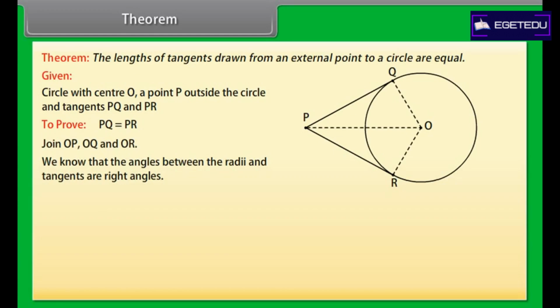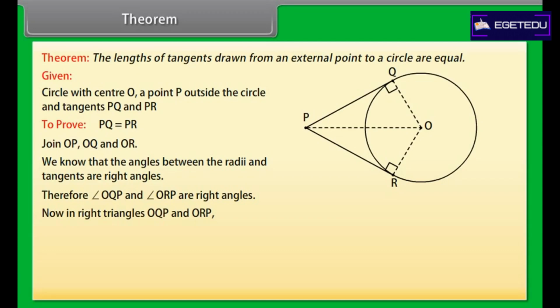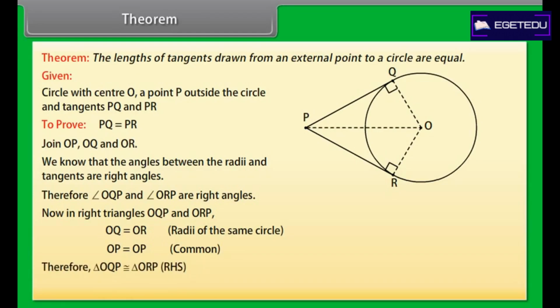Now we know that the angles between the radii and tangents are right angles. Therefore, angle OQP and angle ORP are right angles. Now in right triangles OQP and ORP, OQ is equal to OR because these are the radii of the same circle. OP is equal to OP, common. Therefore, by the RHS congruence rule, triangle OQP is congruent to triangle ORP. This gives PQ is equal to PR because corresponding parts of congruent triangles are always congruent.